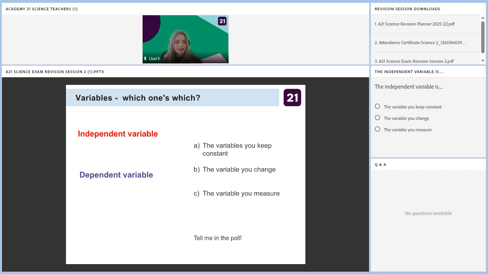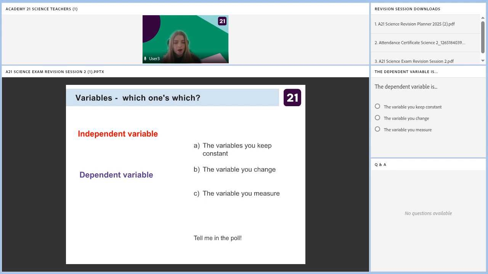The next one then is the dependent variable. So again, feel free to let me know in the poll or in the chat, what do we mean by a dependent variable?